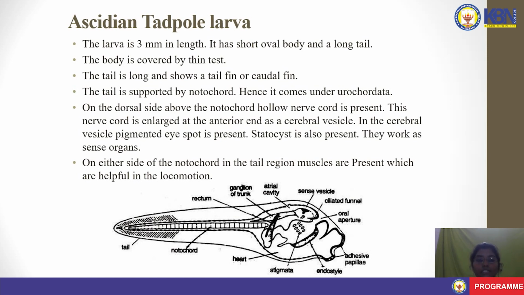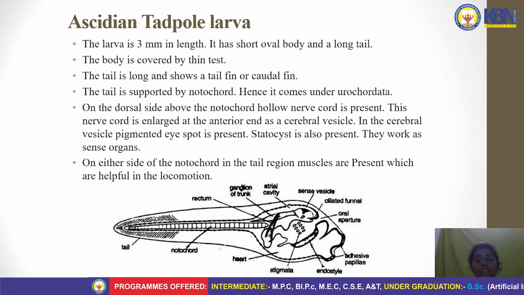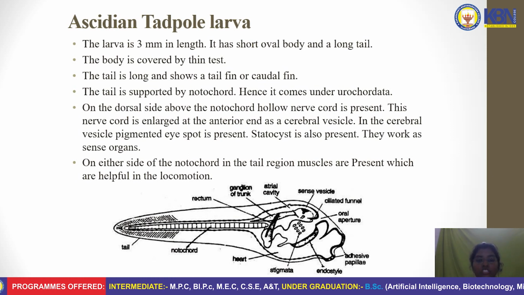This nerve cord is enlarged at the anterior end as a cerebral vesicle. In the cerebral vesicle, a pigmented eye spot is present. Statocyst is also present. They work as sense organs. On either side of the notochord in the tail region, muscles are present which are helpful in locomotion.